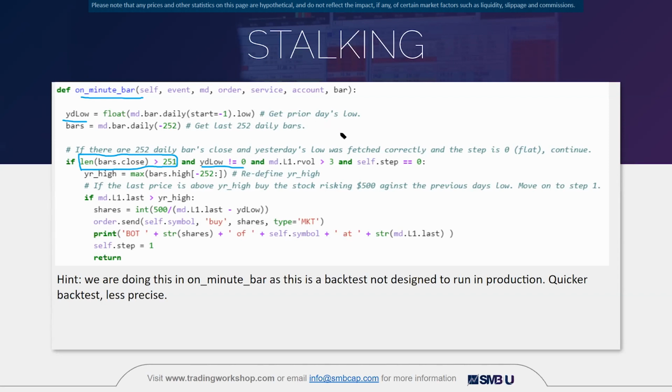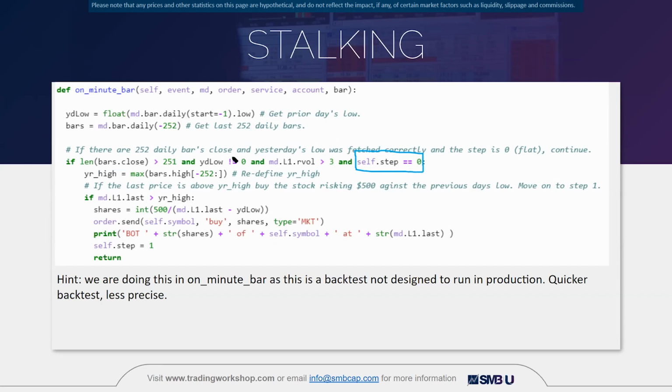So it's a stock that's above $20. It's going to have a previous day low that's not 0. So that's what we're going to be validating that with. RVol above 3. And this parameter here, self.step, is simply an internal tool that we're going to use throughout the process to track where we are in the script. So we started off the script with self.step being equal to 0.